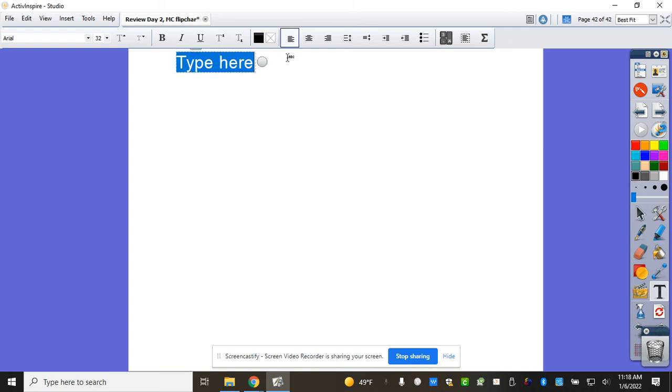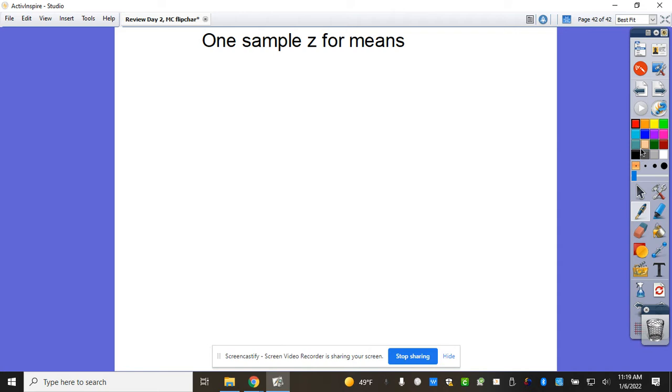So let's start with the side that says one sample, Z for means. All right, so what I have typed on here is requirements, or your conditions, whichever way you want to call them. So this goes back to when we very first started with the very first thing we had. So our conditions at that point were always what three things?